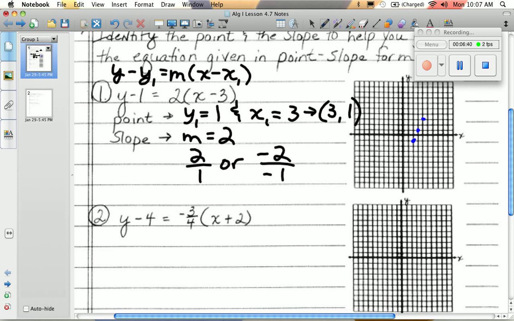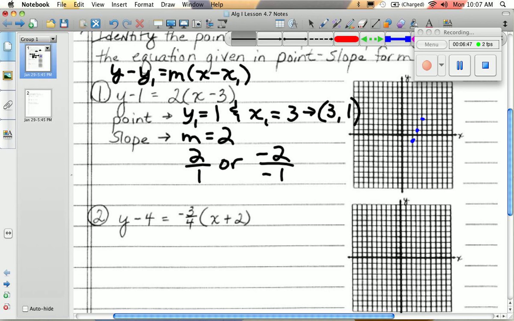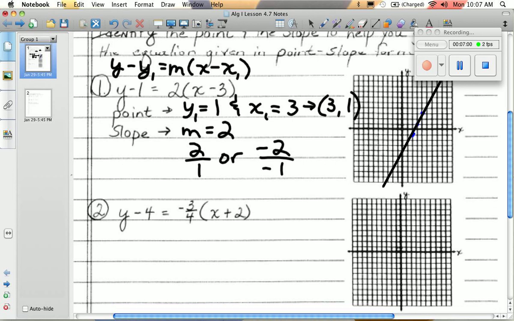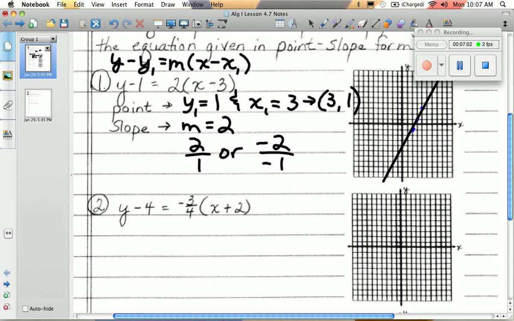y minus 1 equals 2 times (x minus 3). Okay, any questions? Okay, I want you to try identifying what we just did in number 1. Don't graph it yet. All I want you to do is identify the parts. Can you find the point that we need to start with? And then what can we use as a slope to help us graph other points?